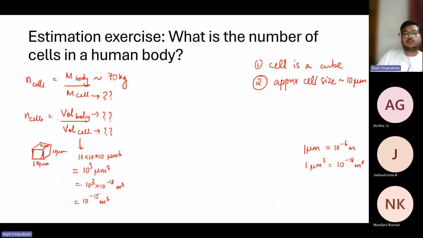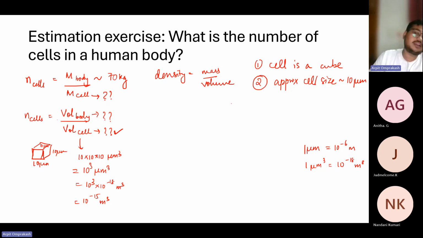Now we can think about something called density. How do we relate mass and volume? That's the line of thinking, and we arrive at density. The density of anything is given as mass divided by volume. The volume of a cell is something that we have approximated now, so this part is done. Now we want to figure out the volume of a human body. If we figure that out, we can figure out the approximate number of cells. We know that the mass of the human body is 70 kgs.